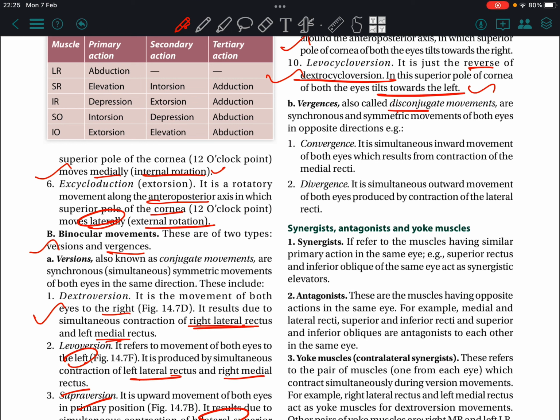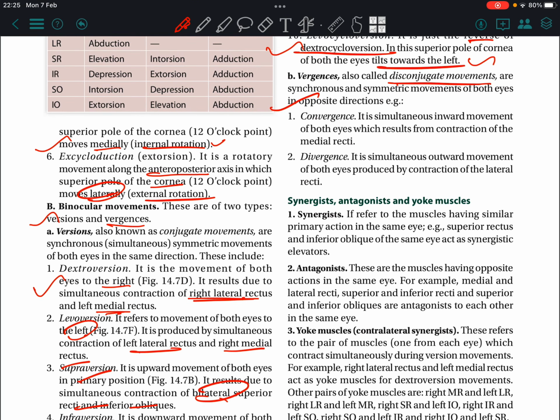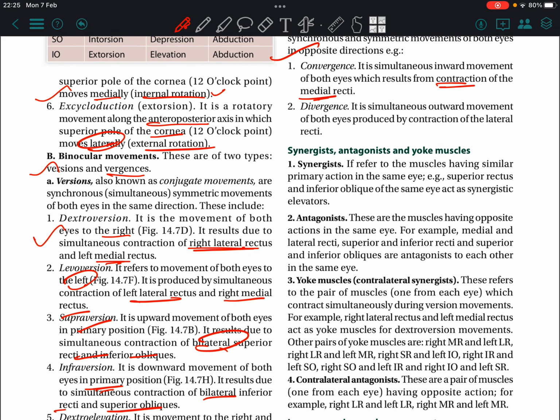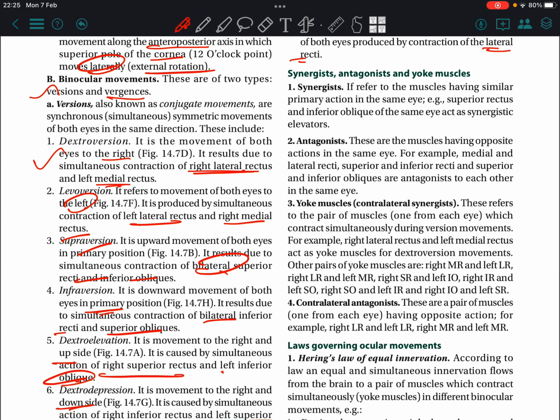Vergence is also called disjugate movements or synchronous symmetric movements of both eyes in opposite directions. Convergence is simultaneous inward movement of both eyes, which results from contraction of the medial recti. Divergence is simultaneous outward movement of both eyes, produced by contraction of the lateral recti muscles.